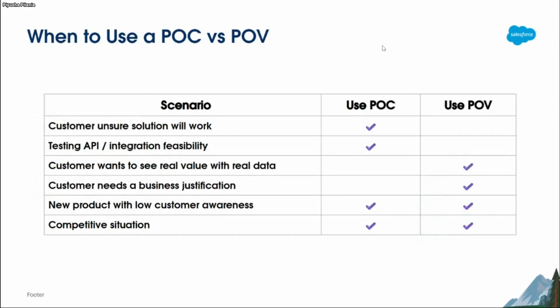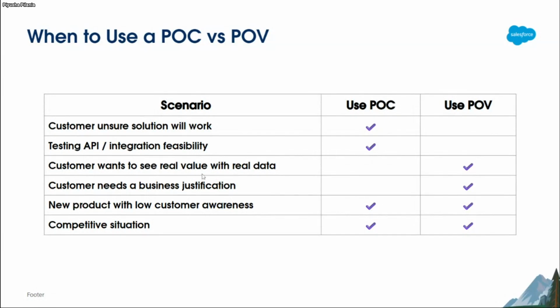Now, once again, to recap when to use a POC versus POV. If a customer is unsure whether the solution will work, go for a POC, because a POC can directly show them whether the solution will work or not. If you need to test for API integration feasibility, POC is the way to go.